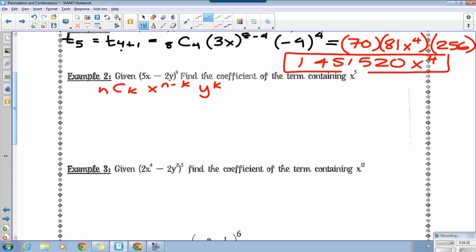Yeah, it's 9. So I'm going to start by saying that's 9 choose. I have no clue what that k value would be. I'm going to have to figure that out through a little bit of thinking. What does x stand for in this equation?